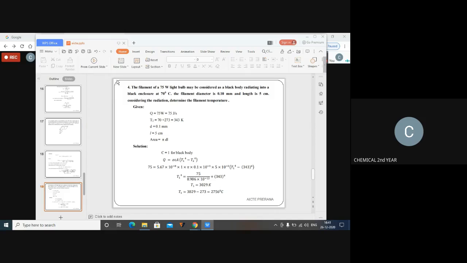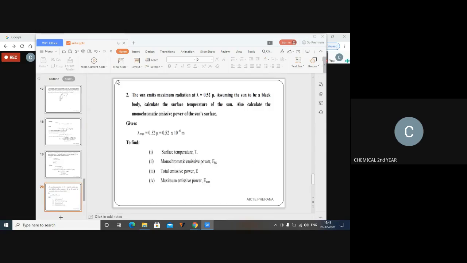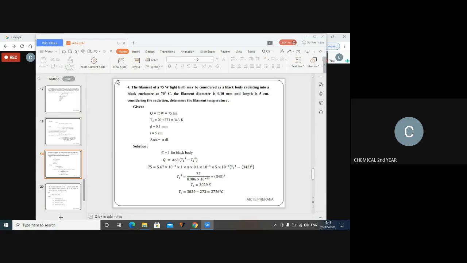Now substitute the values for finding out T1 power 4. It is 75 divided by 5.67 into 10 to the power minus 8, plus 343, the whole power 4. Now you have to calculate the T1 power 4. Now you got the value for T1, and this is the filament temperature.